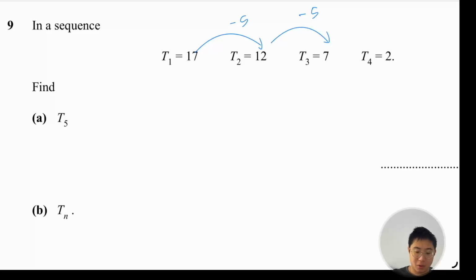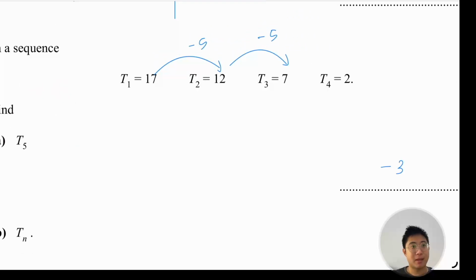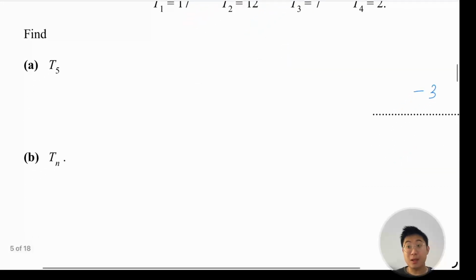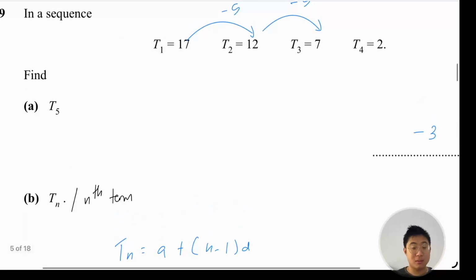They want the fifth term, right? They want T5. So what's the next number after 2? 2 minus 5 is negative 3. Okay, right. Tn. So every time they ask for Tn or the nth term, they will use these two words. So I'm going to write it in. Tn or nth term. Usually they like to use these two words. You want to get the formula. And because I know it's arithmetic, it's Tn equals a plus n minus 1 d. Now, a is the first term. So in this case, it's 17, right?